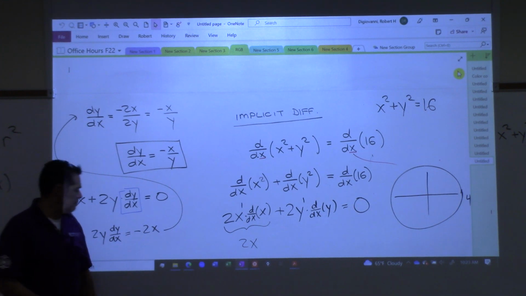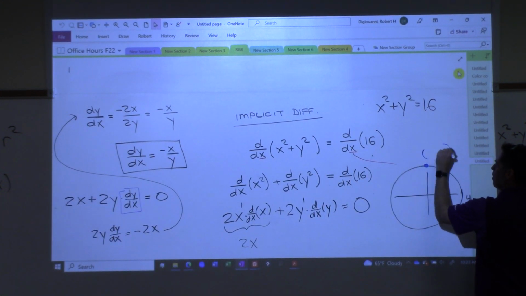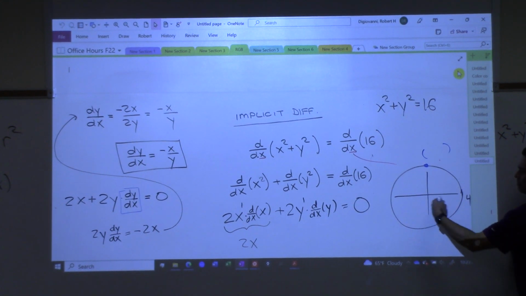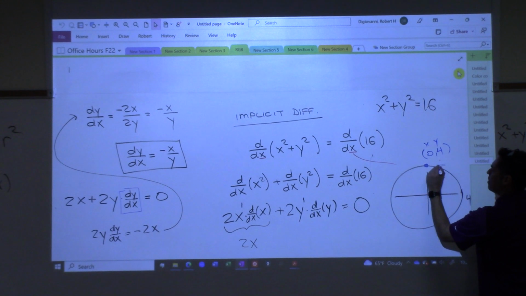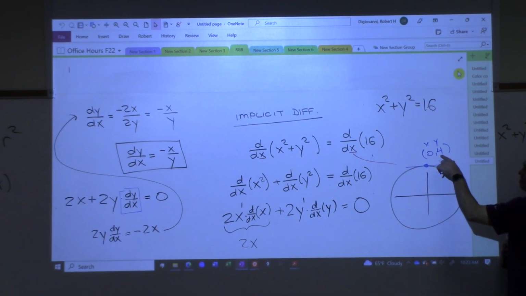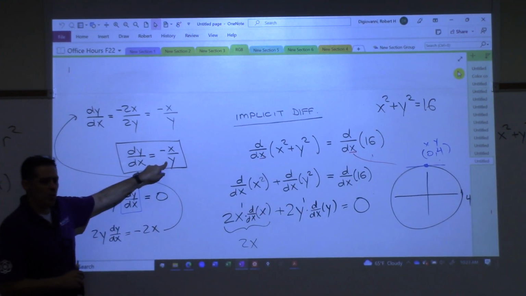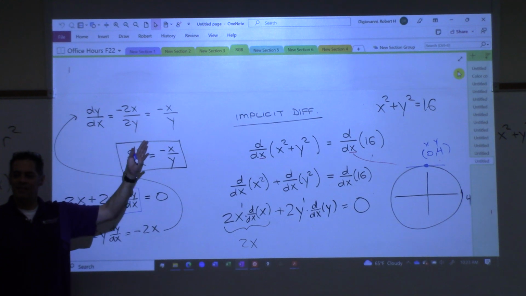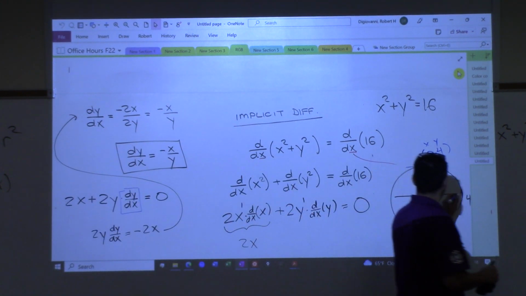So let me give you one. How about we go to the top of the circle right here? Can you all tell me what that point is on the circle? 0, 4. Okay, so the x is 0, the y is 4, right? What would the slope of the tangent line there be, what should it be? 0? Does it work? Take 0 and 4 and plug it in this formula. Negative 0 divided by 4 is 0. Hey, it worked, right?